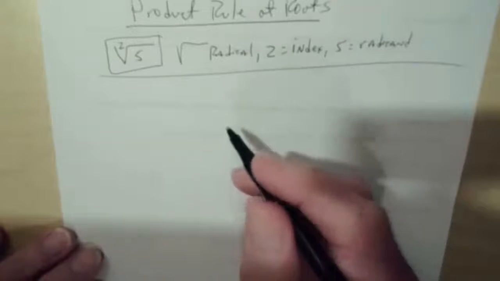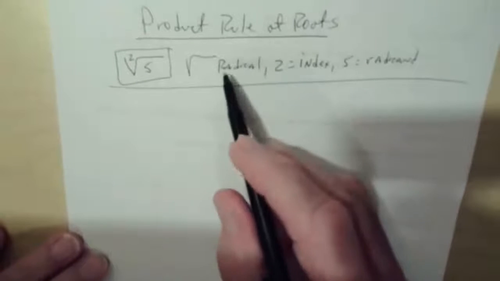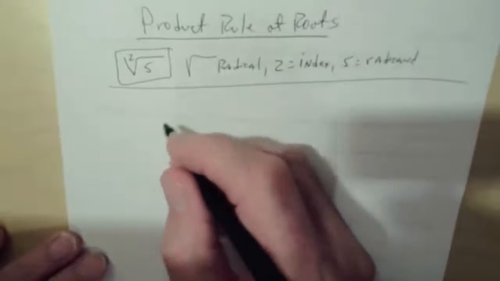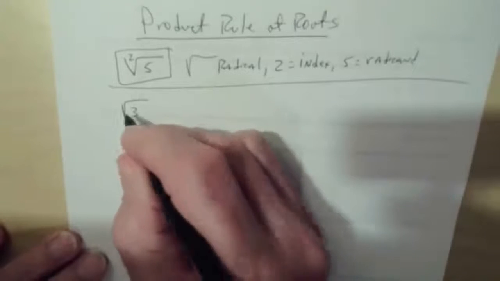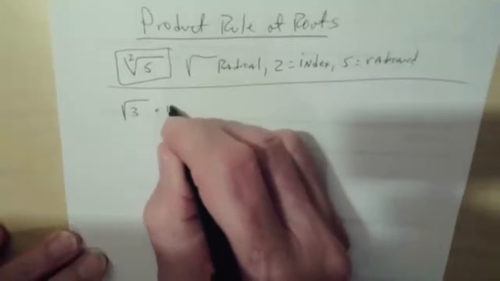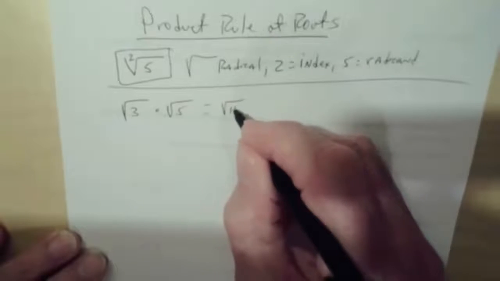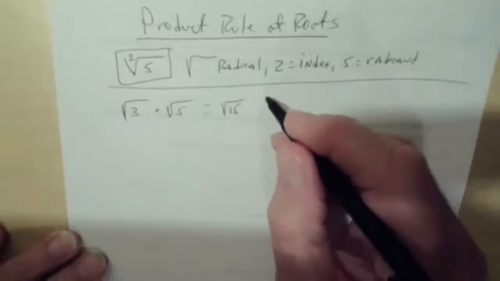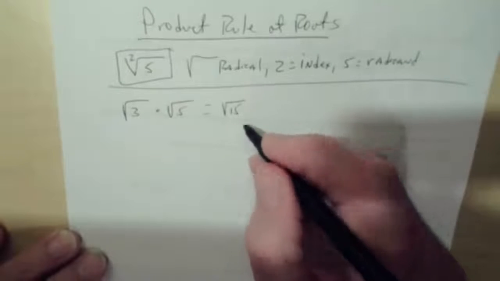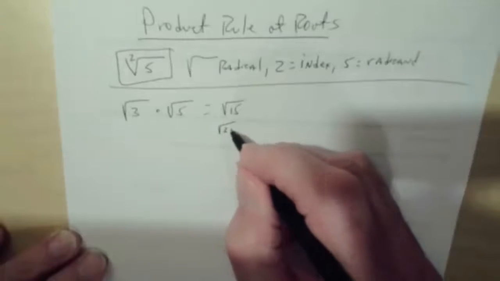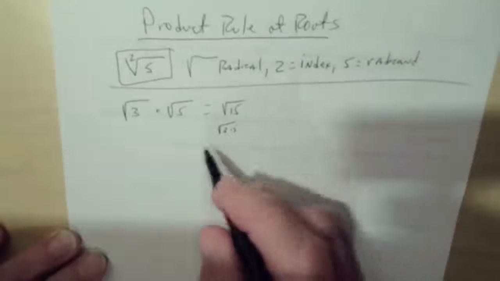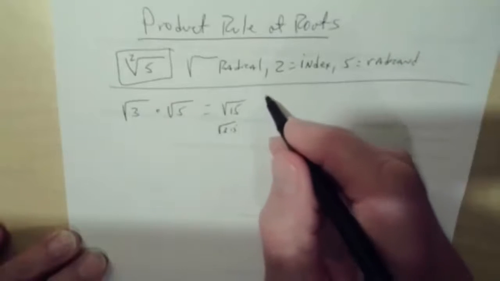Okay, so what if we have now the product rule? Of course, product means to multiply. So if we have the square root of 3 times the square root of 5 is the square root of 15. Or we could write it as the square root of 3 times 5, which of course is 15. We'll put it under the same radical.